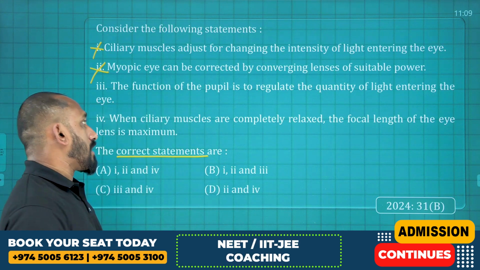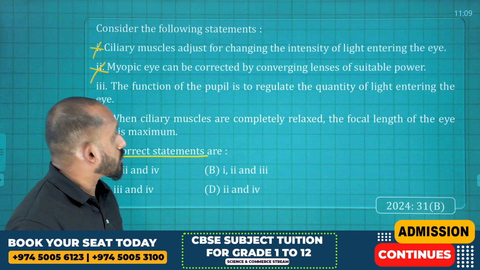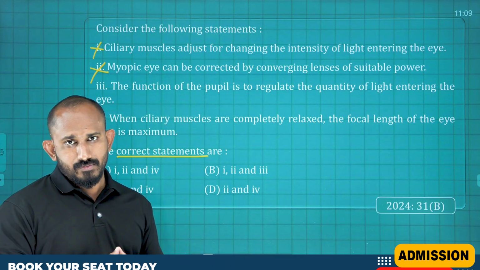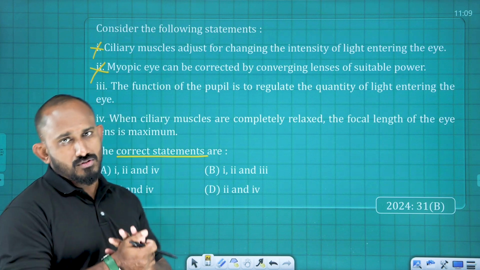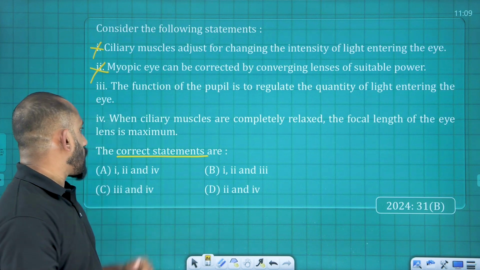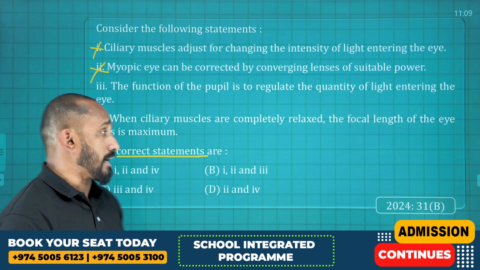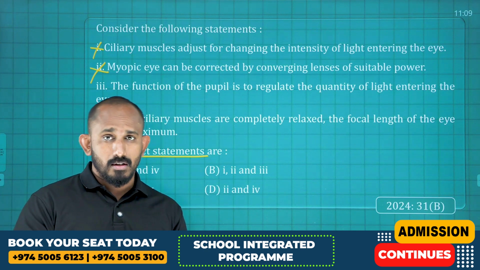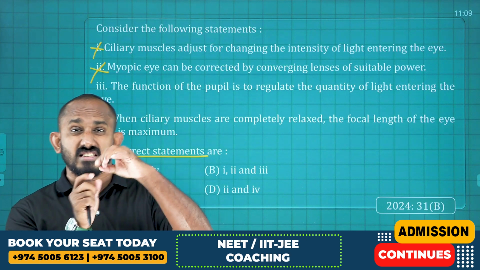Third one, the function of the pupil is to regulate the quantity of light entering the eye. Yeah, that's correct. The pupil controls the amount of light passed through it. Fourth, when ciliary muscles are completely relaxed, the focal length of the eye lens is maximum. Yeah, the focal length of the lens becomes maximum when it is thin.